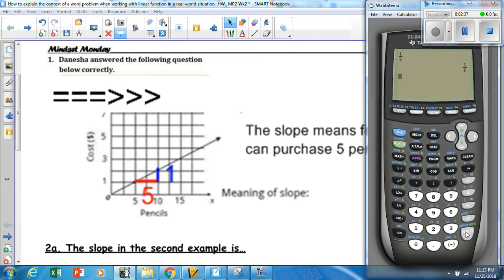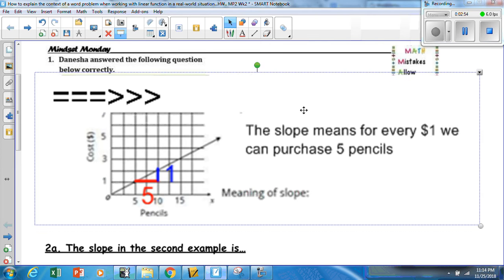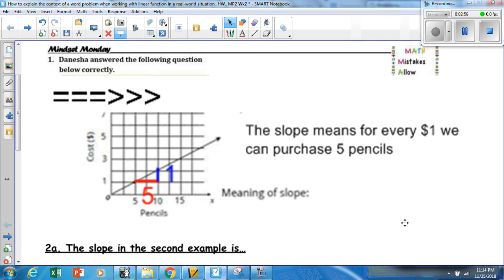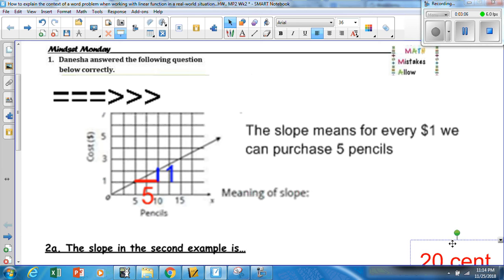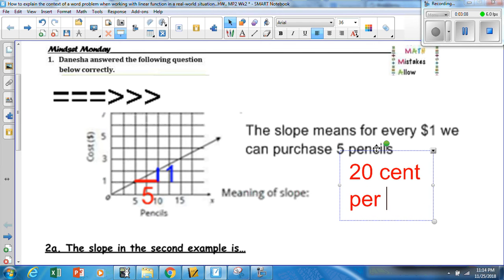Okay, so however you want to look at it, $1 for 5 pencils, or we want to look at 20 cents per pencil. Either one are equally acceptable answers. Okay. Are we skipping around here? Okay. So we got that. That's Monday.